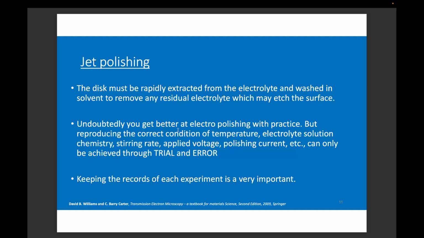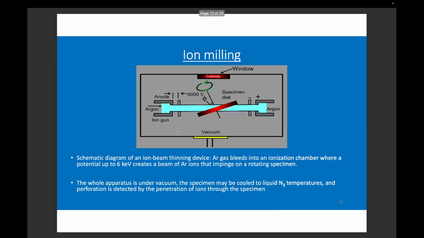introduce more surface damage to your thin specimen. So we have to rapidly extract that material, dip it in and clean it with ethanol or methanol, okay. And then there is the ion milling procedure, for the non-conducting materials, while electropolishing we do for conducting materials.